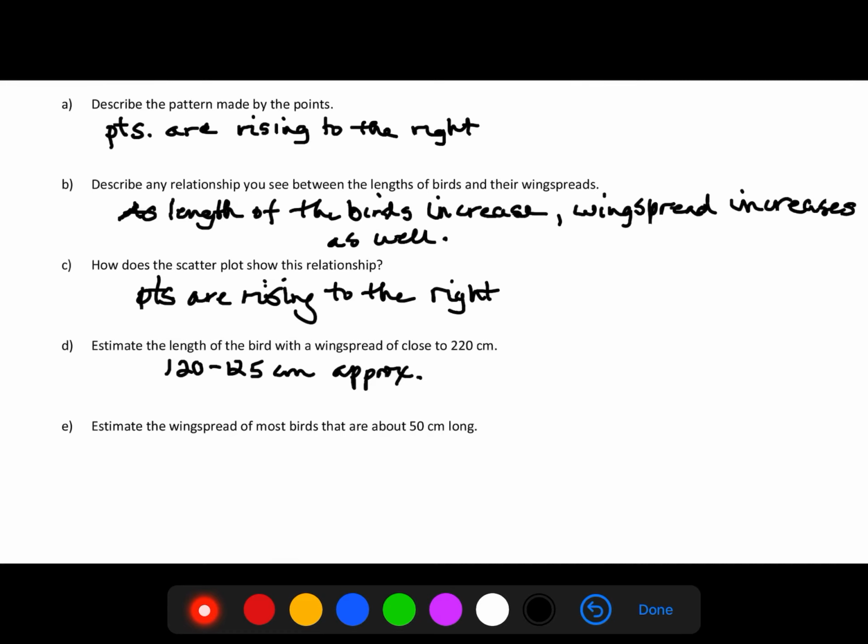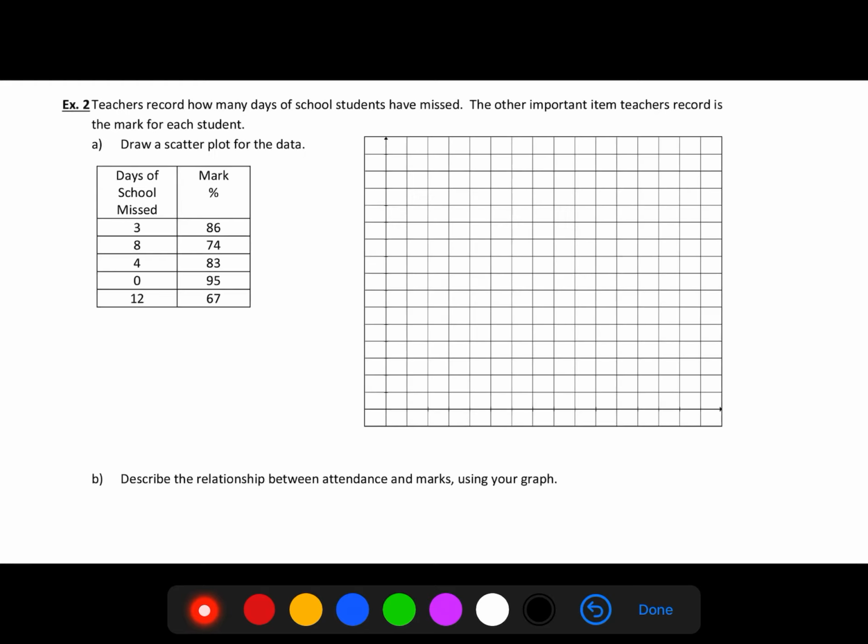The next one, if we are going to estimate the wing spread of the birds that are about 50 centimeters long, again we're going to follow right into the middle of our data and follow over to the y. So we know that it's going to be approximately 100 centimeters. Even though we don't have an exact relationship and an equation that tells us, we can still use the data that we have to take a look at the trends that are happening.